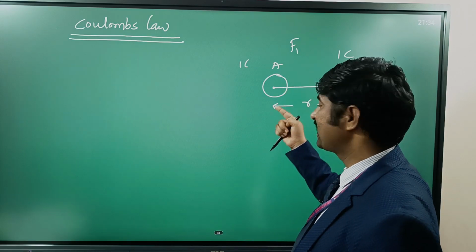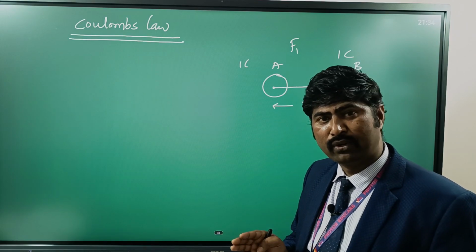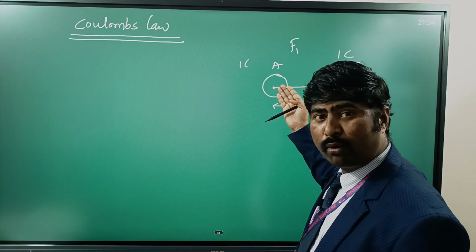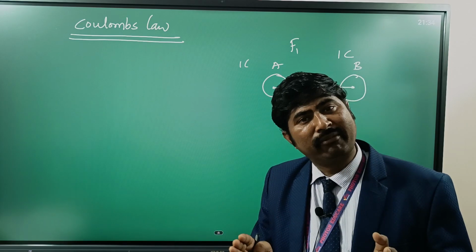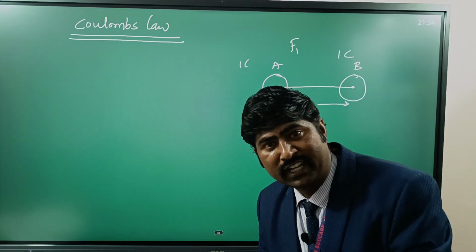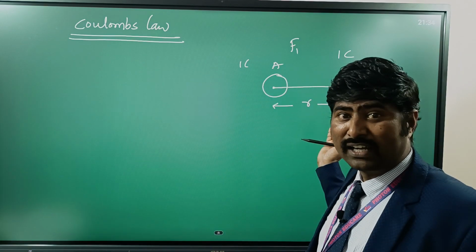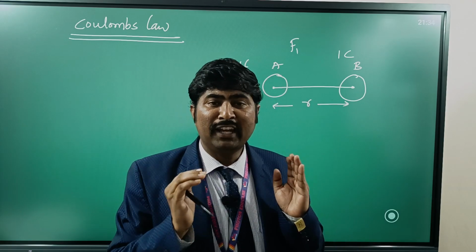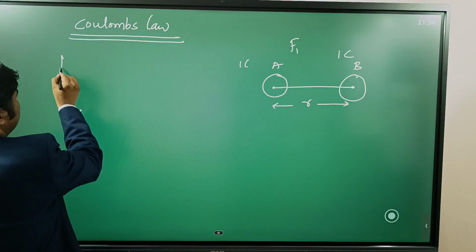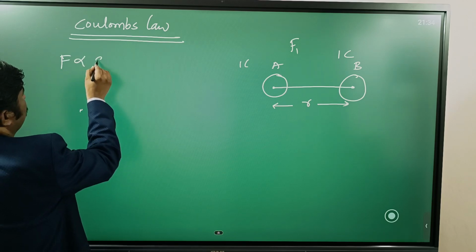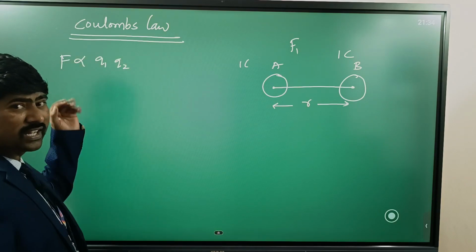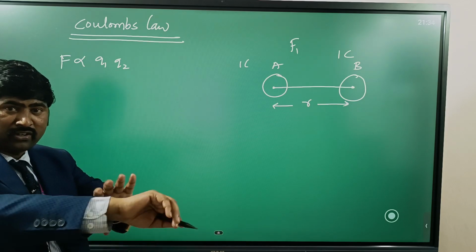If both are positive charges, there will be a repulsive force. If both are negative charges, then also there will be a repulsive force. And if one is a positive charge and the other is a negative charge, then there will be an attractive force. Then he noted that the force between these two charges depends directly on the product of the magnitudes of the charges.